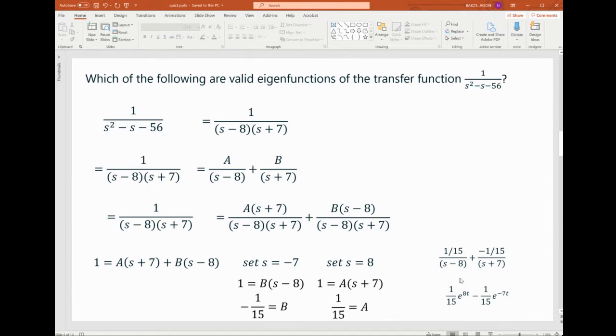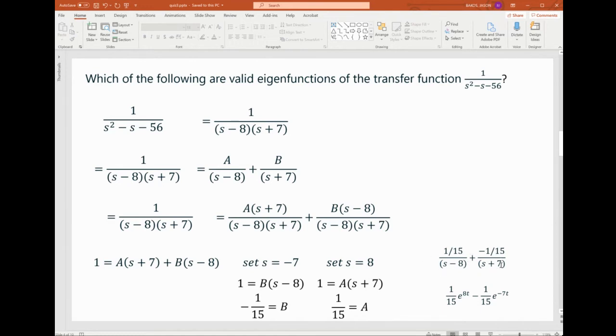So if we go back to the original form, A is 1/15, and that'll be divided by s minus 8, plus negative 1/15 over s plus 7. So this is the decomposed form of the original expression.